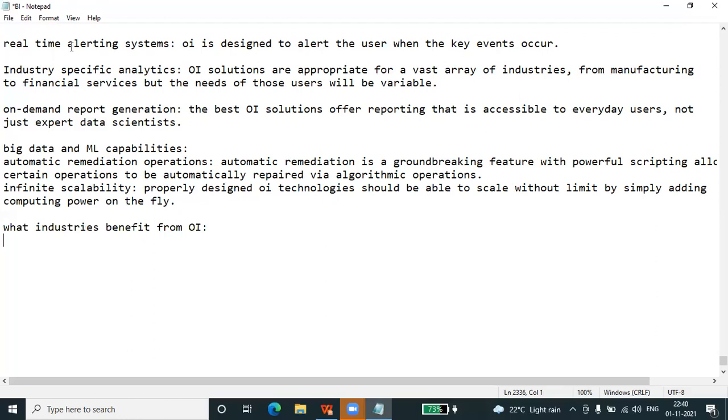So the industries where operational intelligence is finding the greatest level of impact are financial services, telecommunications, manufacturing, retail, transportation, medical.